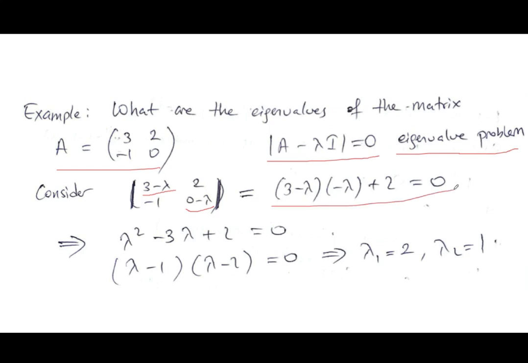And similarly, like in some other examples, you can try to factorize this, or you can use the discriminant method to solve the quadratic equation. But again, this is relatively easy to factorize. We can observe that this is lambda minus 1 times lambda minus 2. So that yields us the eigenvalues as 2 and 1.